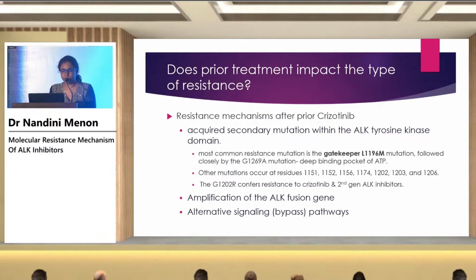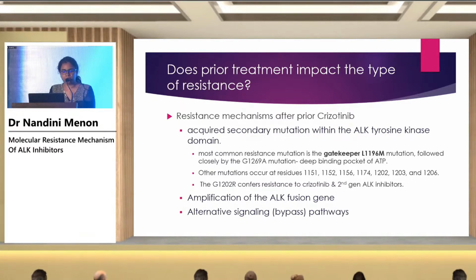The most common mutation is the gatekeeper mutation, L1196M, which is seen in patients who have received prior crizotinib. Basically, it is a mutation in the part of the tyrosine kinase domain of the protein at the ATP binding pocket. Similarly, the next most common mutation seen in patients who have progressed on crizotinib is the G1269A mutation. And other mutations are seen at various residues after progression on crizotinib. Now, the G1202R mutation will be discussed a lot. The importance of this mutation is that it not only confers resistance to the first generation TKIs, but all the second generation TKIs are also resistant, and it is sensitive only to lorlatinib. So these are the common mutations in the tyrosine kinase domain in patients who have received prior crizotinib.